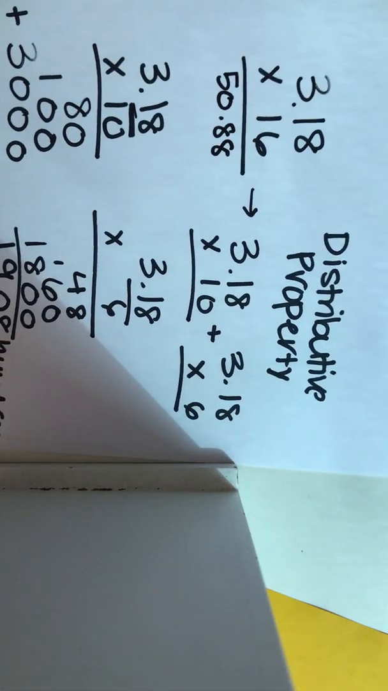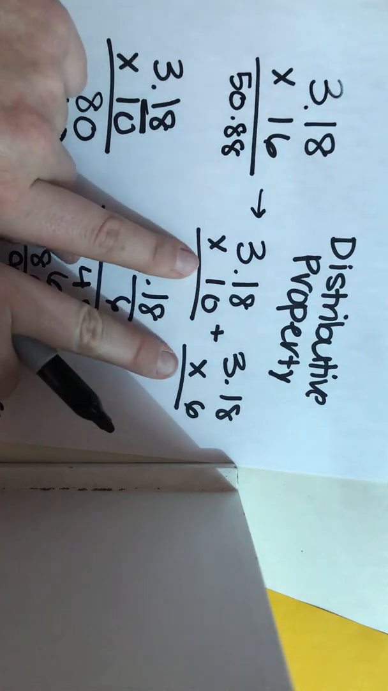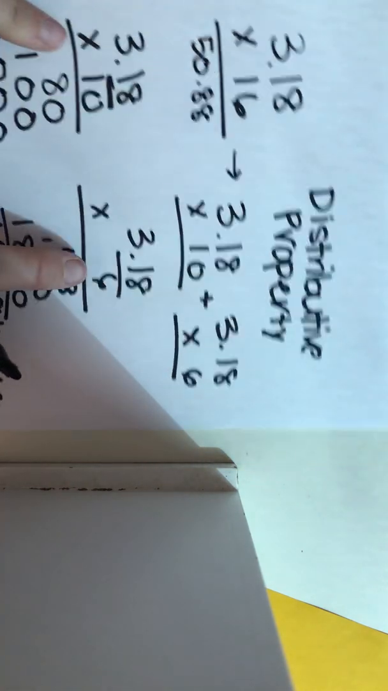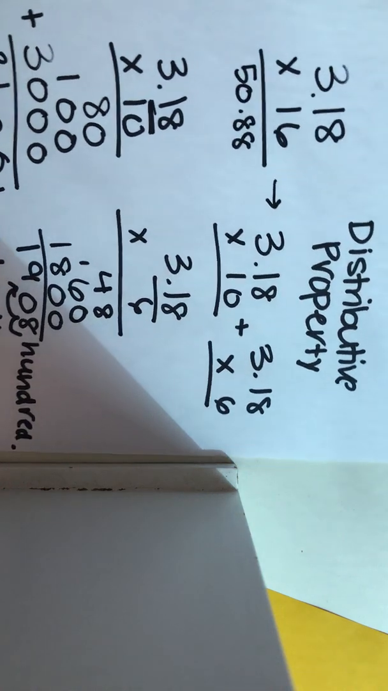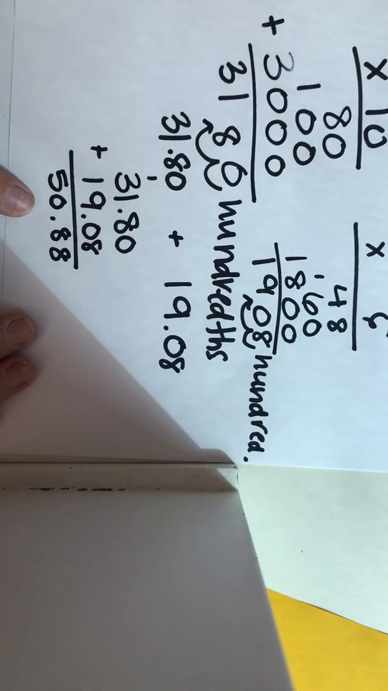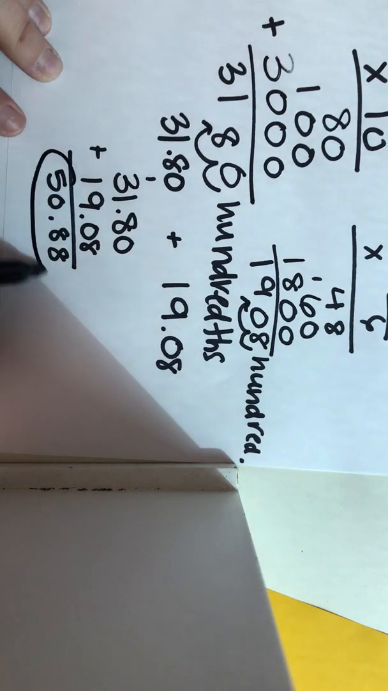So on the homework tonight, you're going to see it broken up into these two problems right here, and you're going to solve both of those using the partial products like we did on the previous problem that I showed you, and then just add those two products together to get the total.